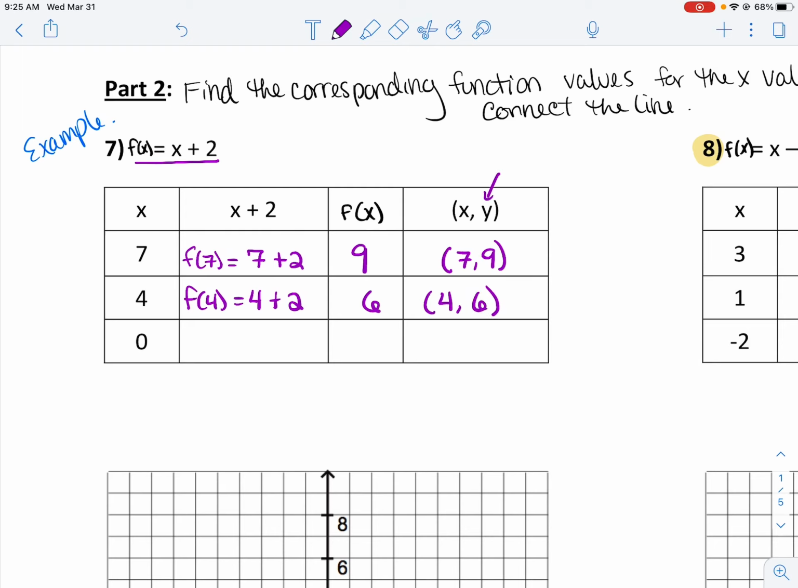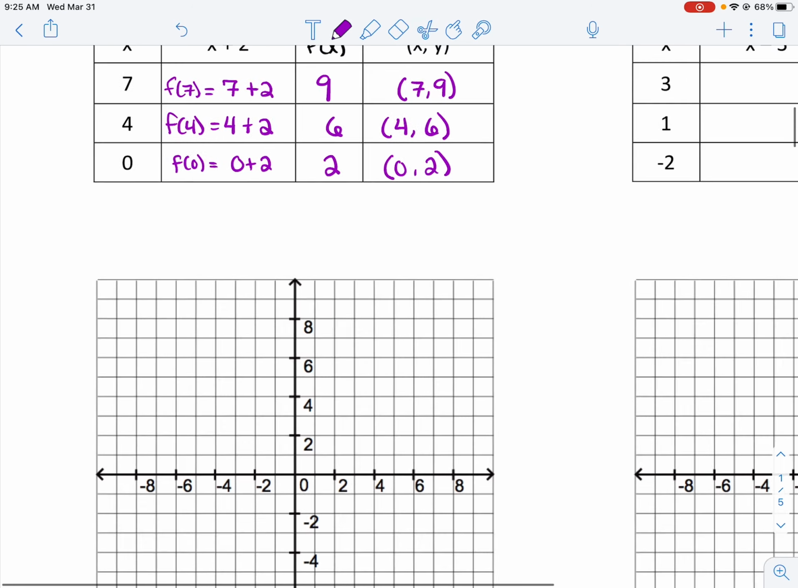Remember, y and f of x are really the same thing, so we're writing your point as x comma y, but it's the same as x comma f of x, okay? And then finally, f of 0 gives me 0 plus 2, which is 2, so we get the point 0, 2. So I'm going to take these 3 points and plot them on my graph below.